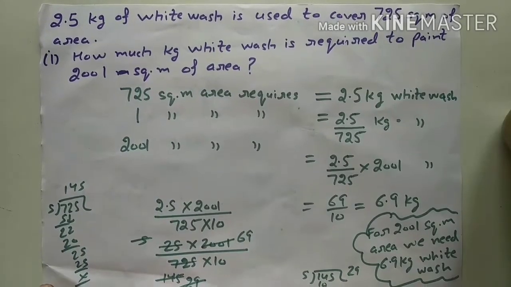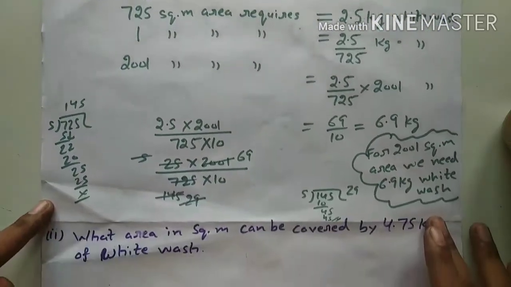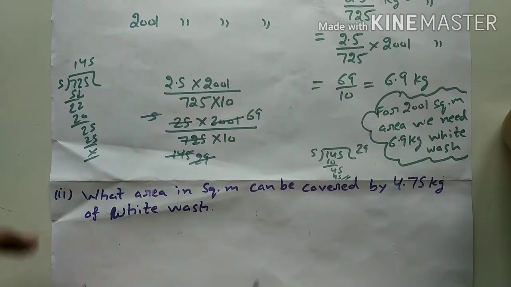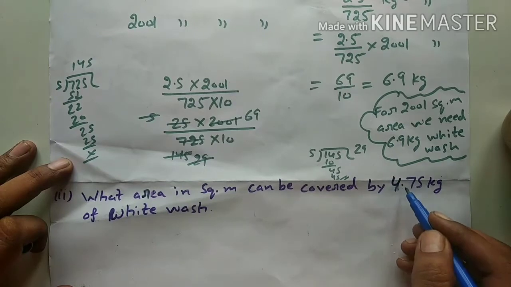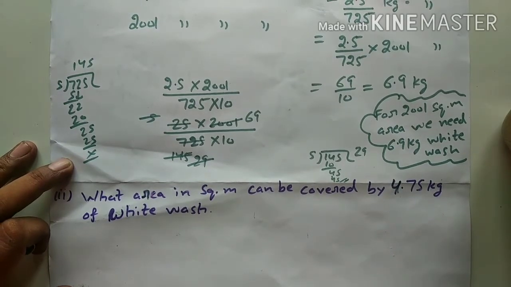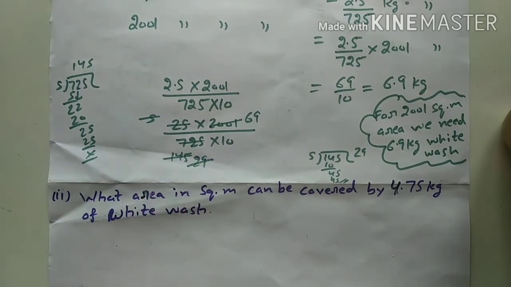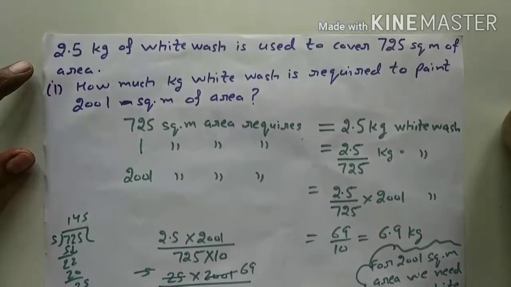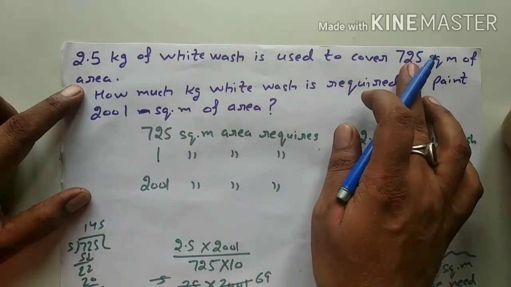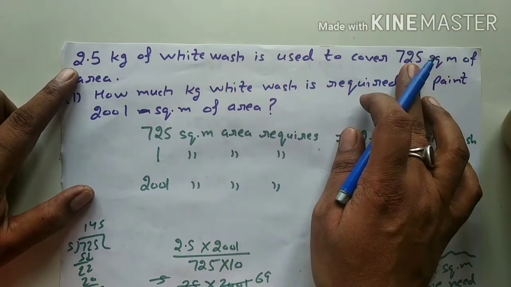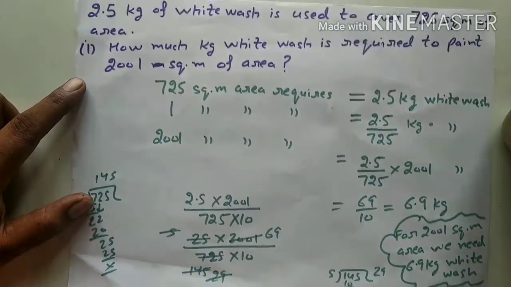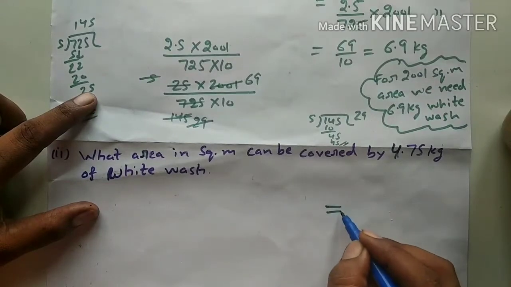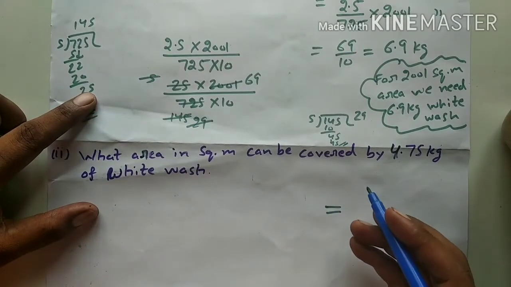Now you will see the second part of this question. In the second part, it has been asked what area in square meter can be covered by 4.75 kilogram of whitewash. Okay, so here what is the question? We have to find the area. So let us watch the given portion. Here what was the area? 725 square meter. Okay, so in the question part we have to find the area. So we will write area to the right hand side of the equal to symbol.